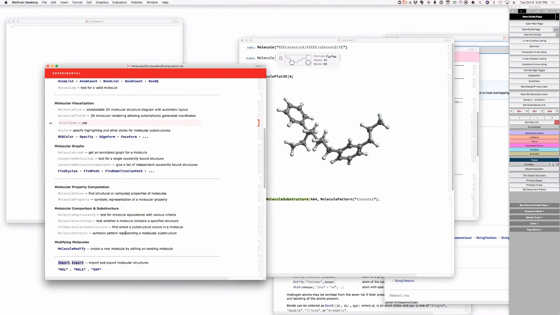Symbolic pattern. Well, it originally had them being two separate heads: one symbolic, or SMARTS, pattern. Okay, is that right? Yes. Yep.